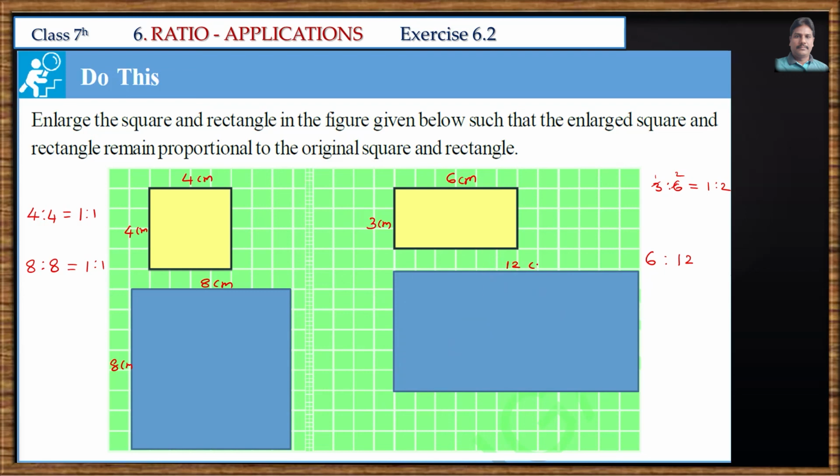This is 12 centimeters and this is 6 centimeters. This ratio will be equal to 6 ones are 6, 6 twos are 12. This is also 1:2. Both are in proportion. This is the enlarged image of the smaller rectangle. In this way you can draw.